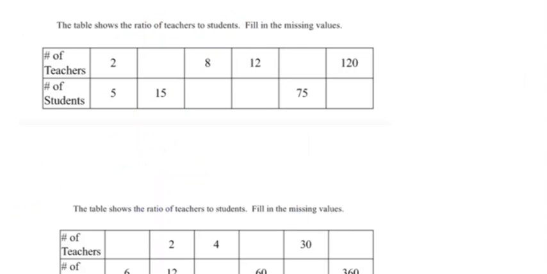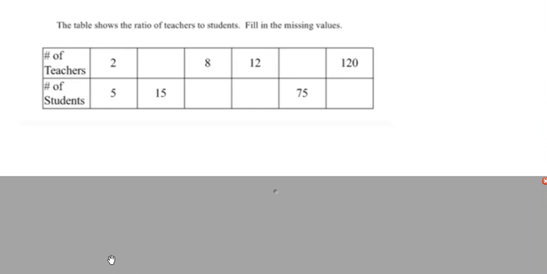All right, so on a ratio table, let's look at this one. So again, you're just going to look at the numbers that were given to you. So if I look from here to here, that gives me to multiply by 3. So I multiply the top by 3.